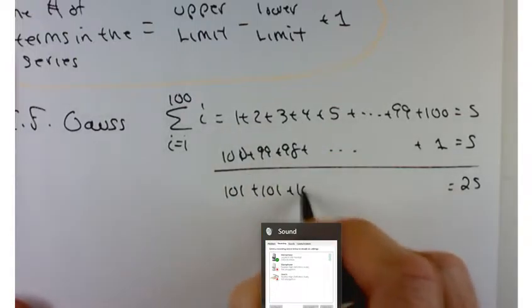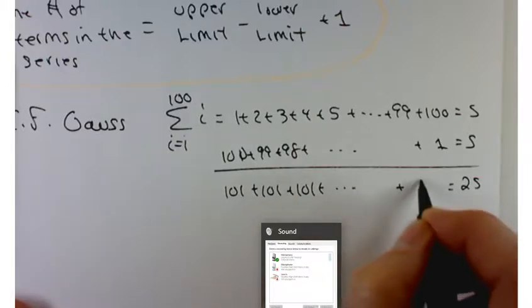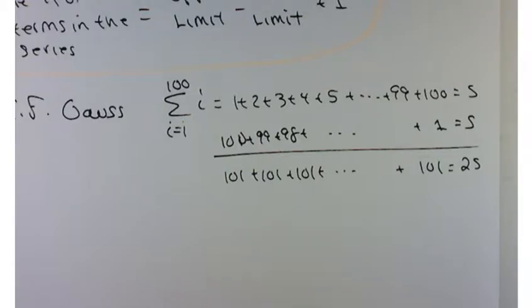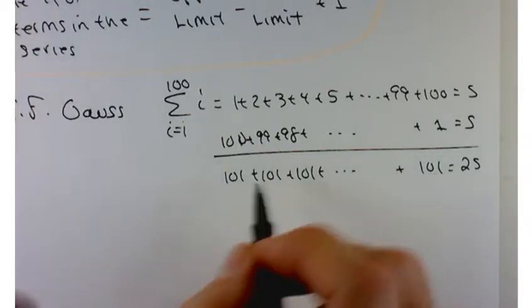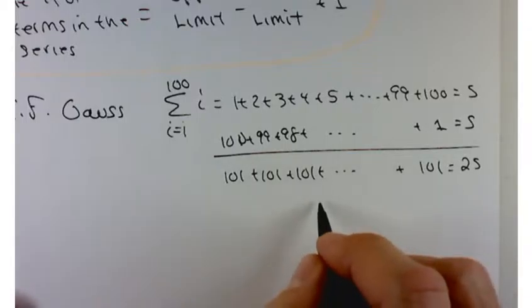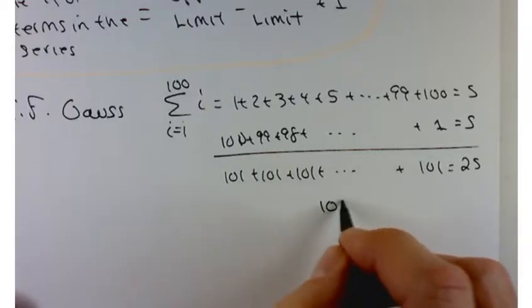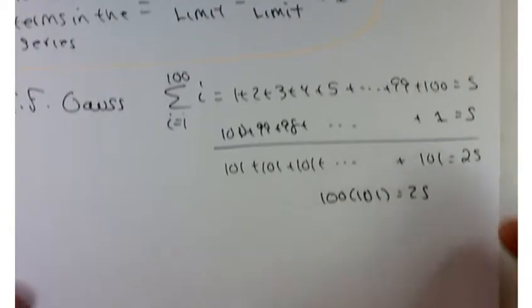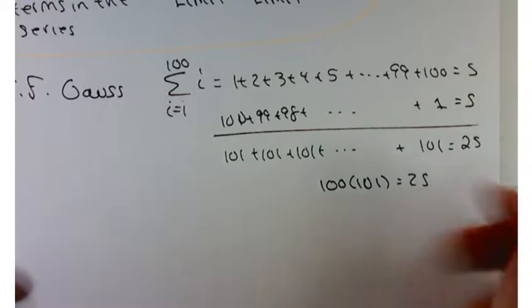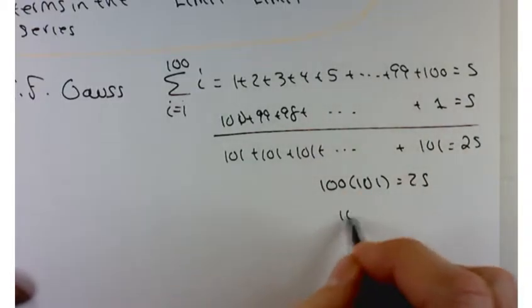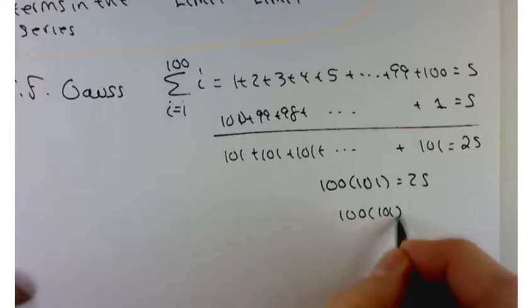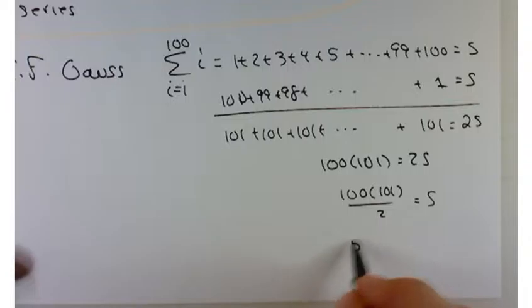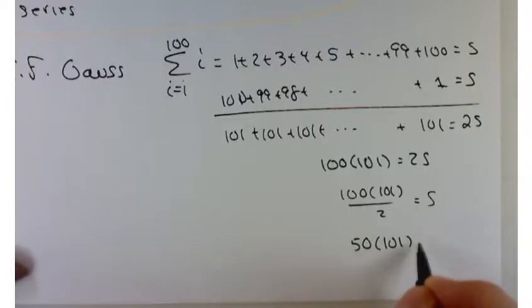In fact, kind of consistent here, I keep on getting 101. So how many of these 101s do I have? 100. So 100 times 101, but that's twice my sum. If I wanted just S, I could divide that by 2. And that's my sum, or 50 times 101 is 5,050.